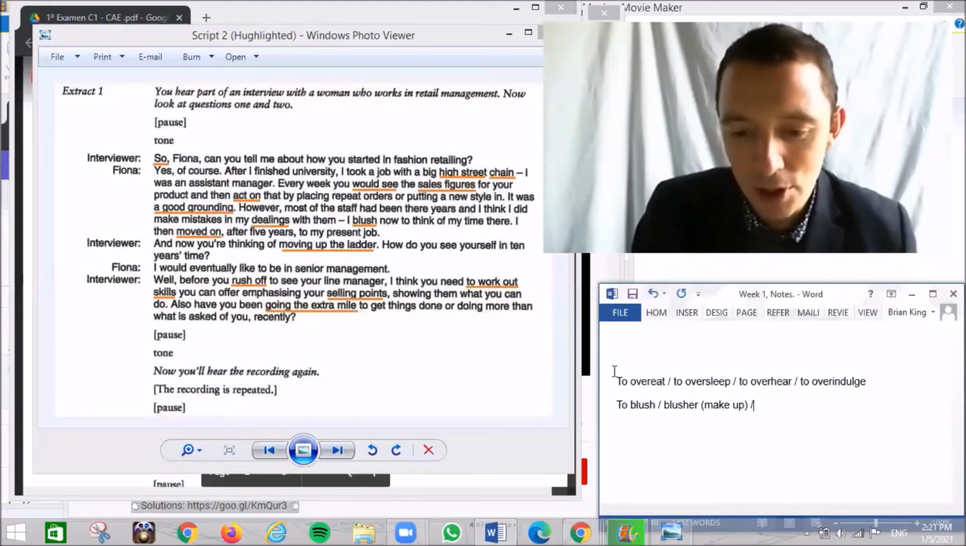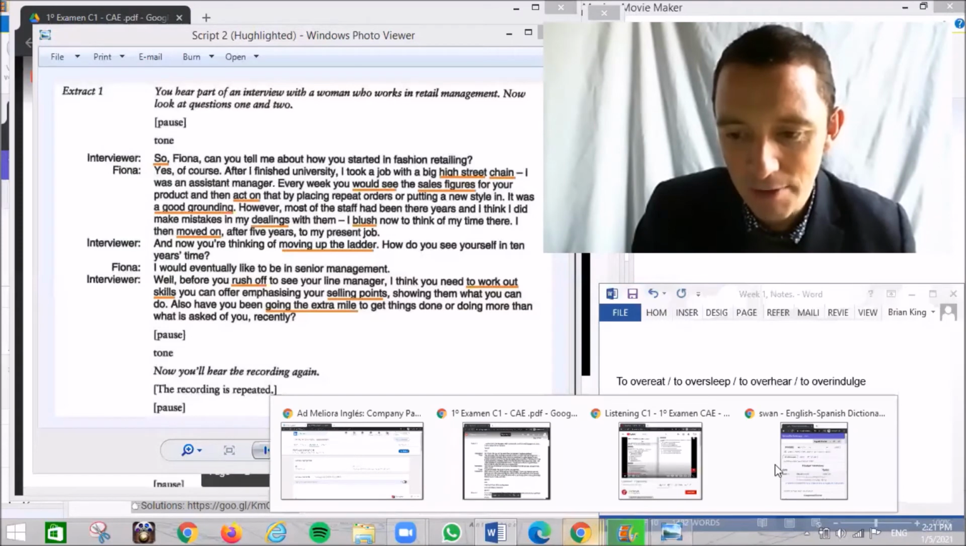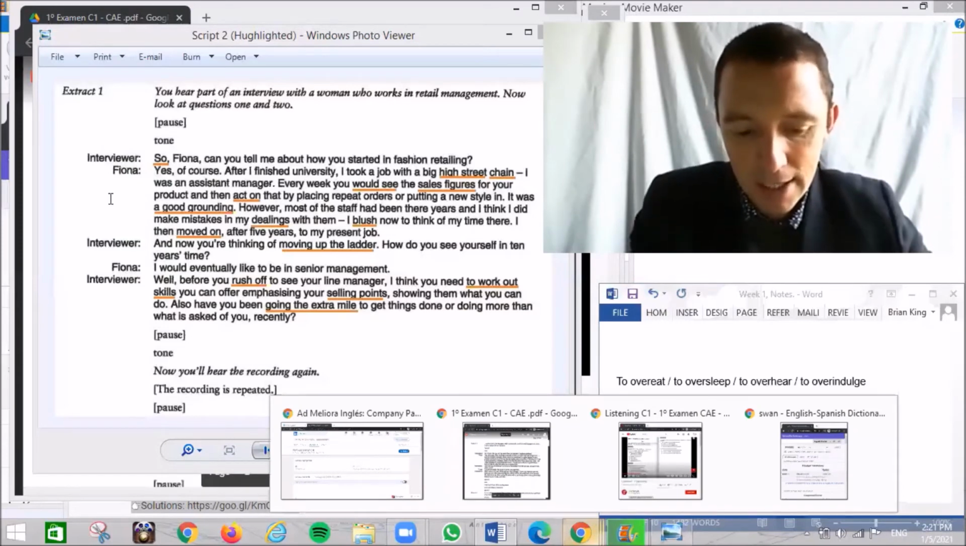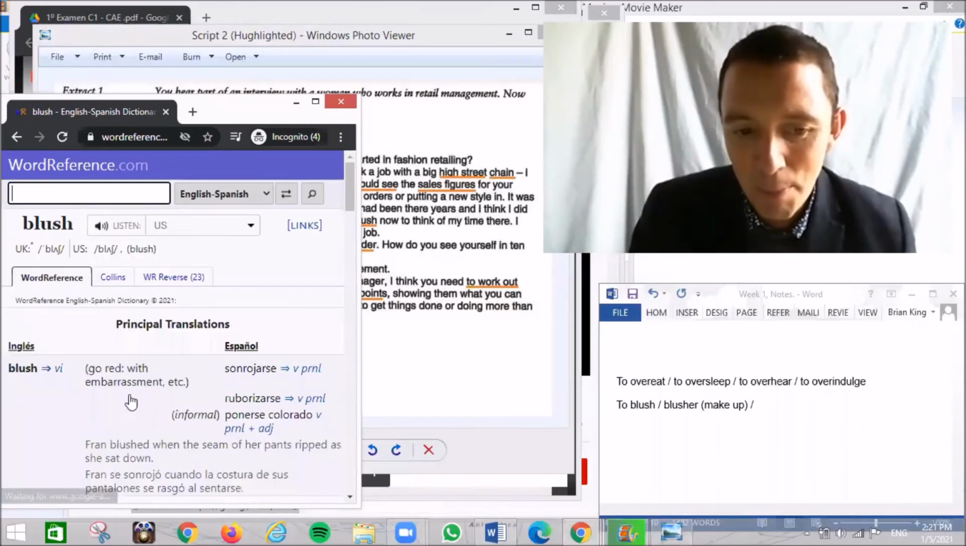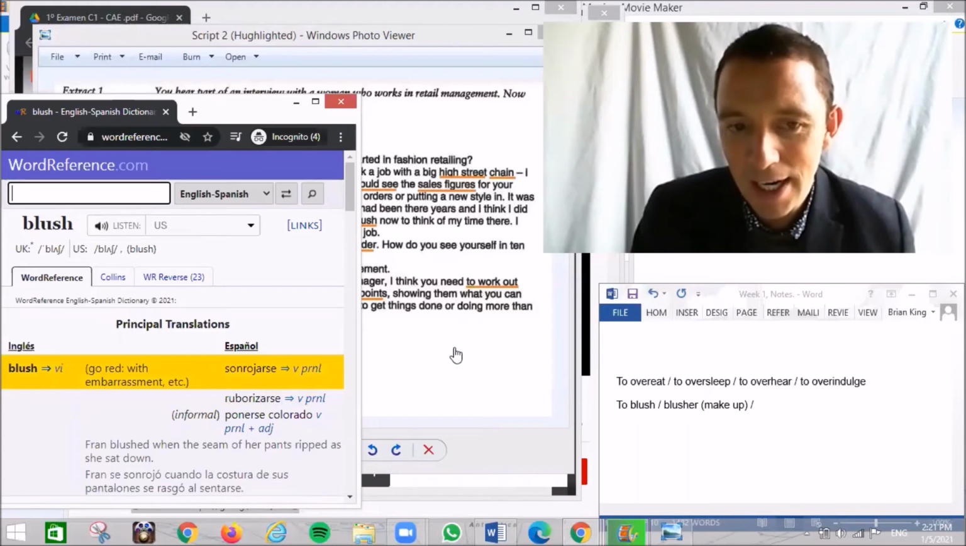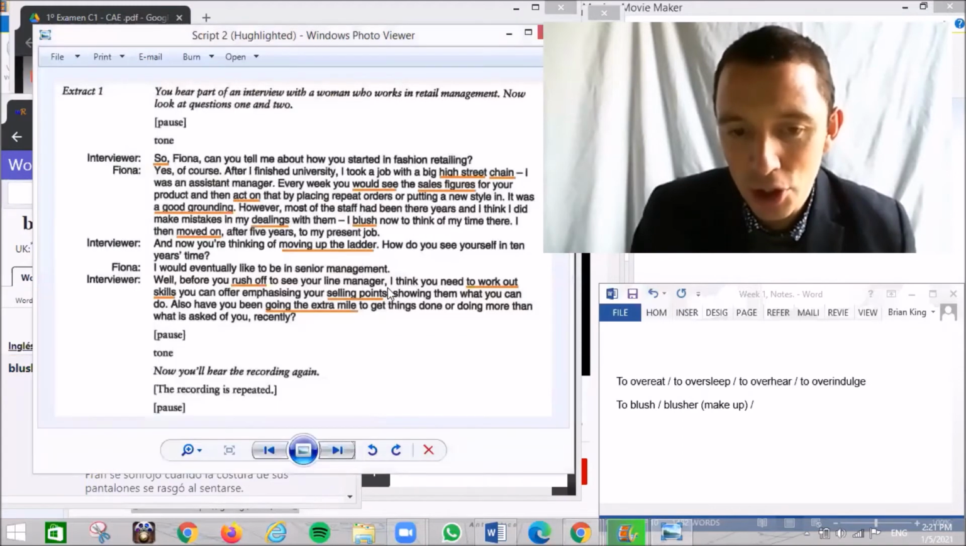But the verb to blush specifically, I'm going to find the translator for you here so you know exactly. It's when you go red in the face, yeah, with embarrassment, okay? Sonrojarse. Very, very good vocabulary. And here it's exactly the same. To blush, I blush now. She's embarrassed to think of my time there. I then moved on. So the preposition is moved on.